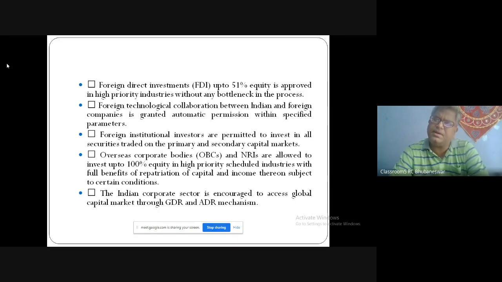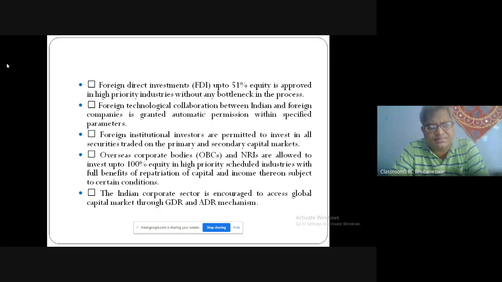If you talk about the primary market, the new issue market or IPO market, through it raising of funds can be generated. In the capital market, Indian shares can also be purchased by some foreigners or foreign residents, and overseas corporate bodies can be allowed to start their own business. Another one is that Indian corporates are encouraged to go to the global capital market through the GDR and ADR mechanism also.